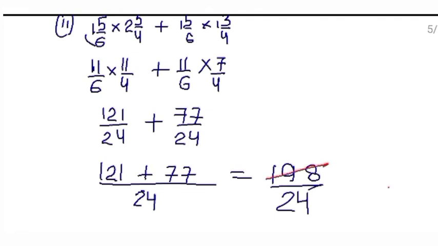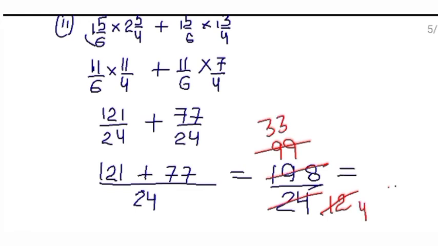Now this numerator and this denominator both are divisible by 2. So cut them. 2 9s are 18, 2 1s are 2, 2 2s are 4. Again this numerator and this denominator both are divisible by 3. So cut them. 3 3s are 9, 3 4s are 12. So what you are getting now? In numerator there is 33 and denominator is 4.